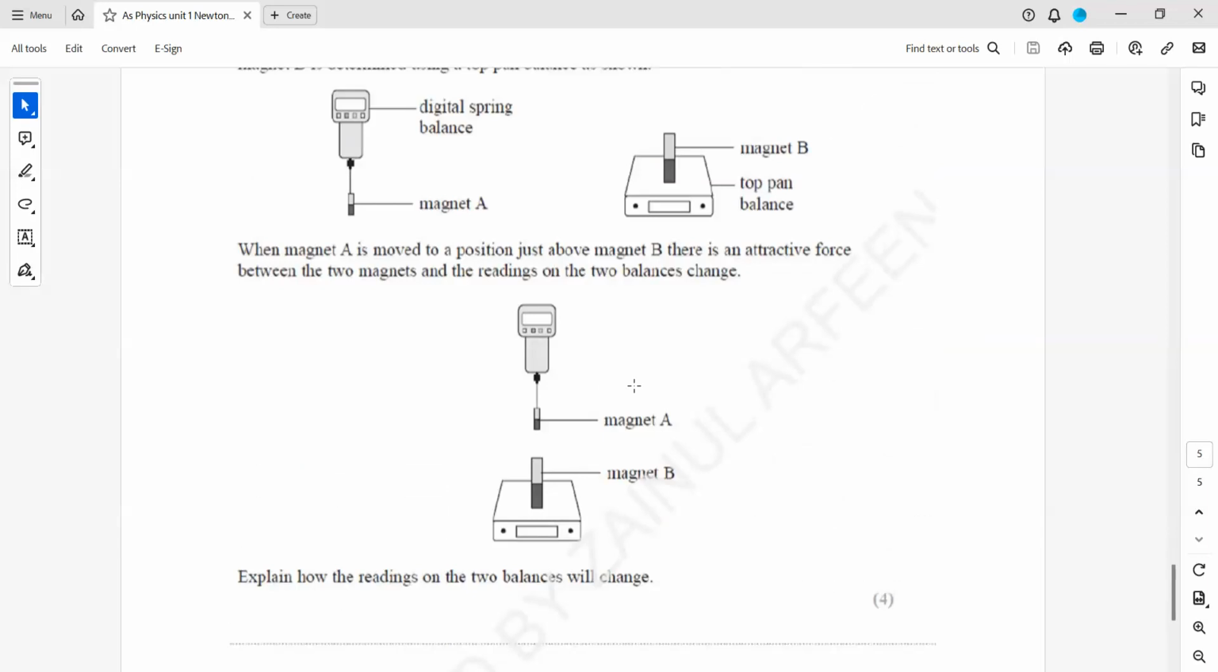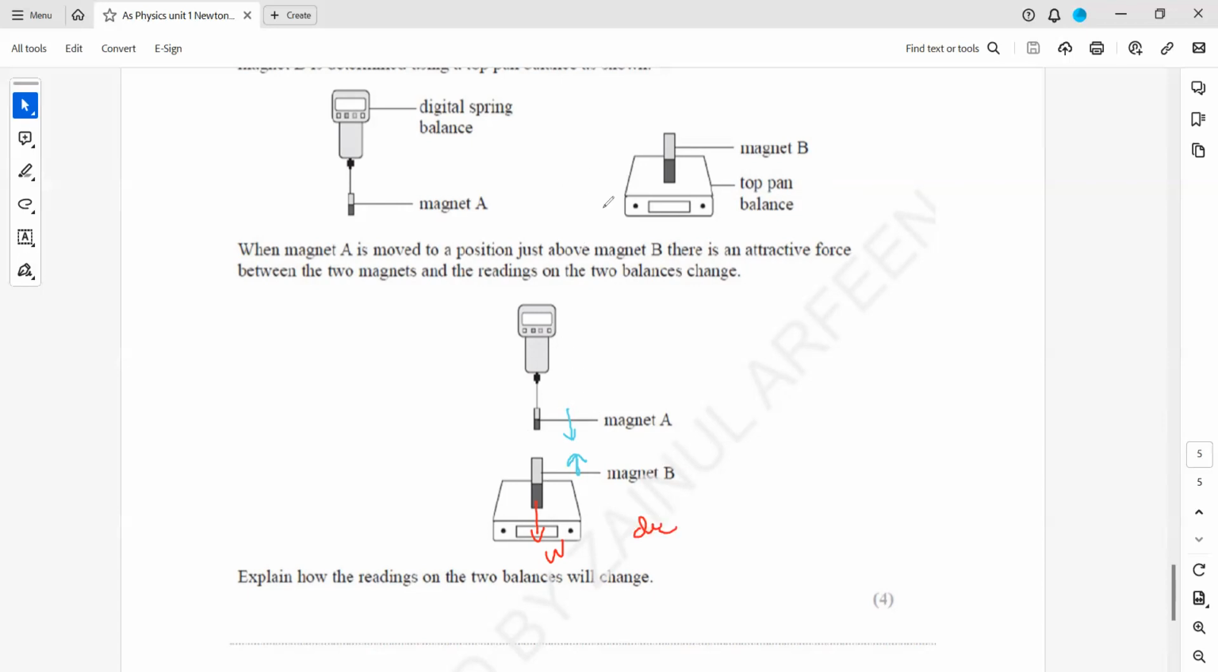So first thing, we will list, like their opposite poles are facing each other, so there will be attraction. Action and reaction forces are equal but opposite in direction. So magnet A will experience a force from magnet B downward, and magnet B will experience a force from magnet A upward. They are the same magnitude but opposite in direction. So what will happen to the reading on the top pan balance? Because the weight of magnet B is downward and the Newton pair force for magnet B is upward. So as a result, the reading on this balance will decrease.